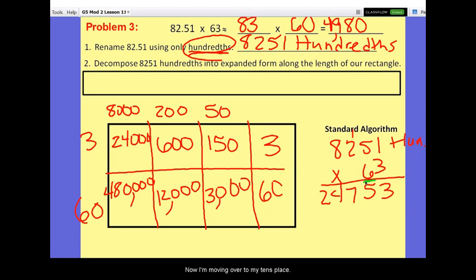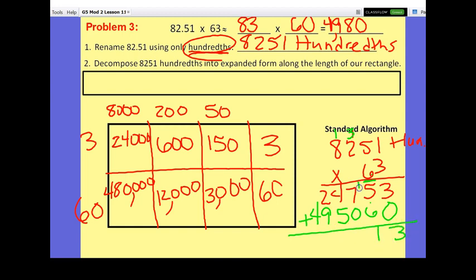Now I'm moving over to my tens place. So I place a 0 in my ones position, and I have 6 times 1 is 6. 6 times 5 is 30. 6 times 2 is 12, plus 3 more is 15. And 6 times 8 is 48, plus 1 more is 49. I'm going to add those up. And then my unit is hundredths, so I need to place my decimal in the hundredths position, and I end up with 5,198 and 13 hundredths.